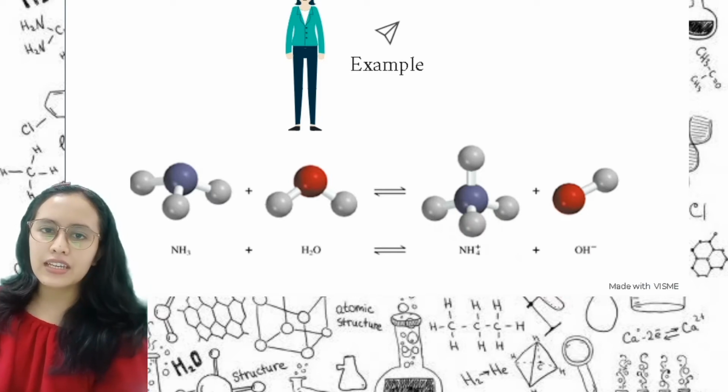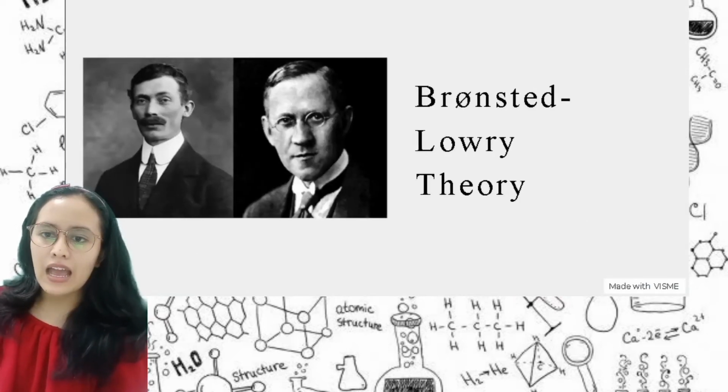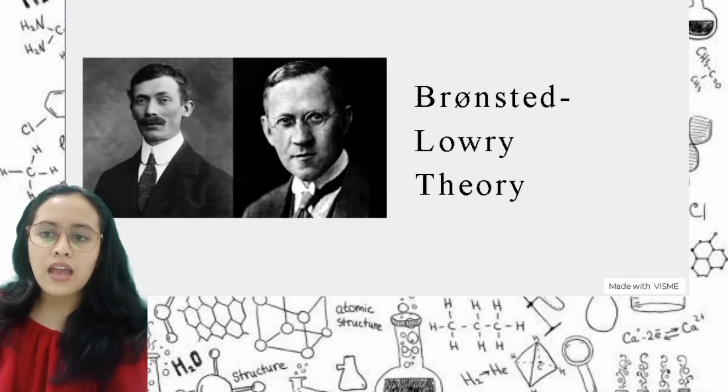The second theory is Bronsted-Lowry theory. The Arrhenius theory makes use of hydroxide ions, which may not exist in non-aqueous solvents, and does not cover weak bases. In 1923, Bronsted and Lowry put forward a more general theory of acids and bases which incorporates all protonic solvents and not just water.